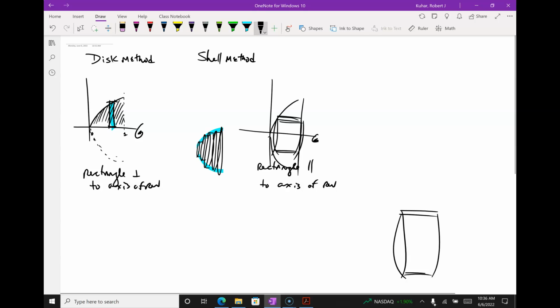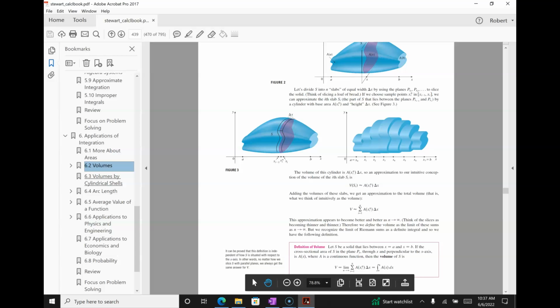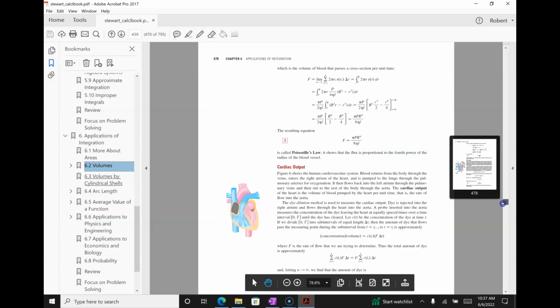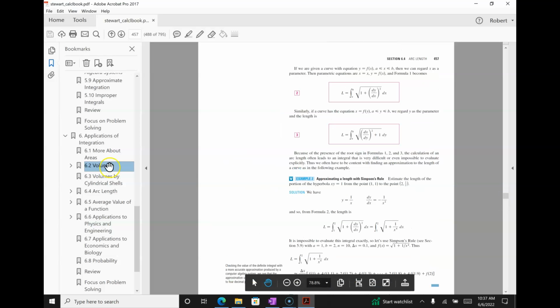And so you're going to see a nice little geometry connection between the two. But the key is to remember shells are parallel. That's the one you have to remember. So going back to our first problem today, if I can't draw the rectangle a certain way, I have to go the other way. Looking at the disk method.